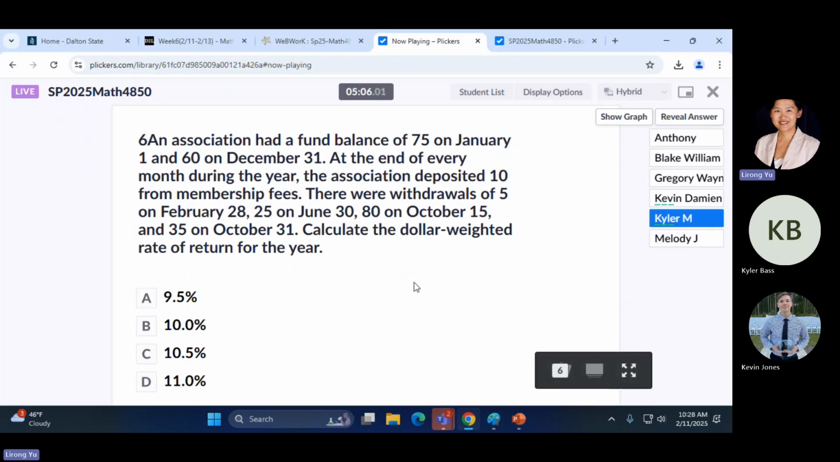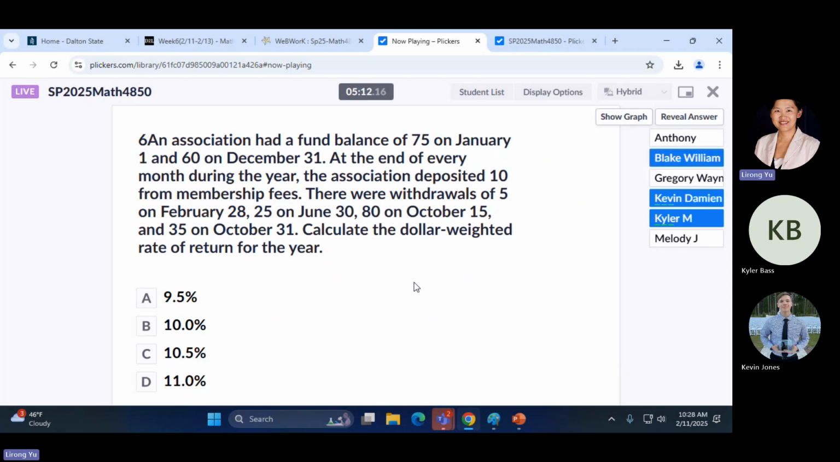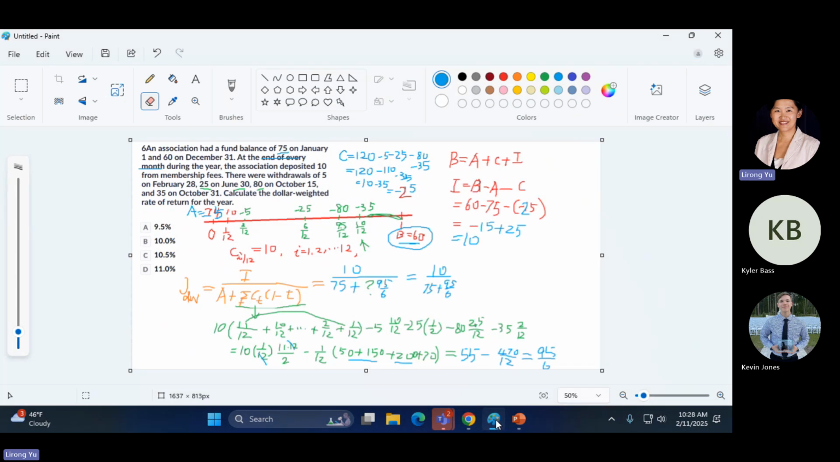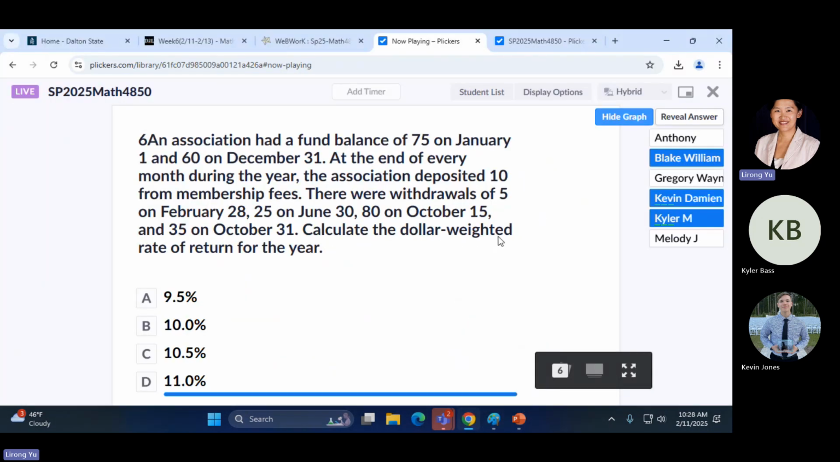All right. Going back to the question, let's see if we're getting the same answer. Yeah, I see that 3 of you are getting the same answer, so I'm not going to calculate the rest. I guess we're all arriving at the same conclusion. So that will be the example on the dollar weighted yield. Do you have any other question?